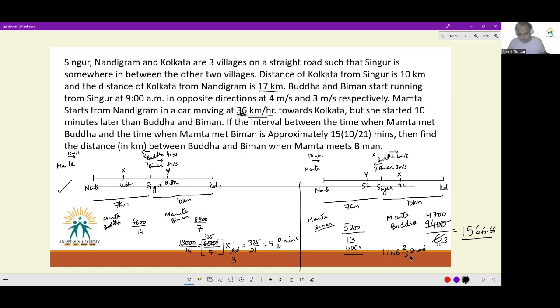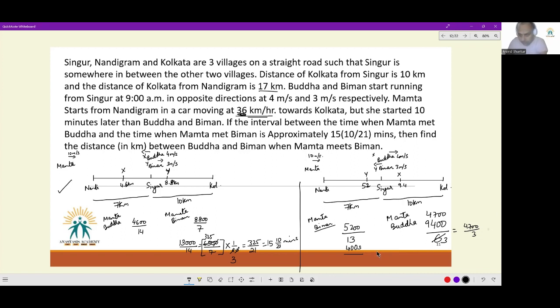1100, or why am I even doing this? Why am I getting it into decimals? It is not nice. 4700 by 3 will be the time between Mamta and Buddha's meeting. From the time that Mamta starts to the time that she meets Buddha, 4700 by 3 seconds will have passed.